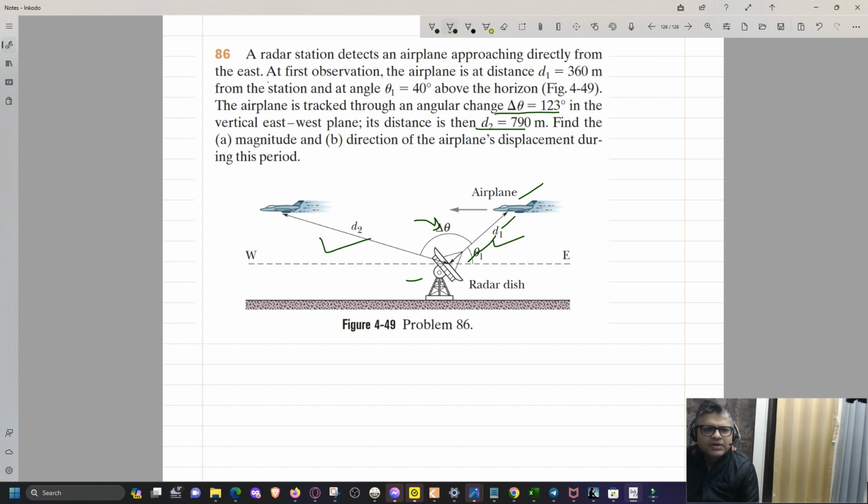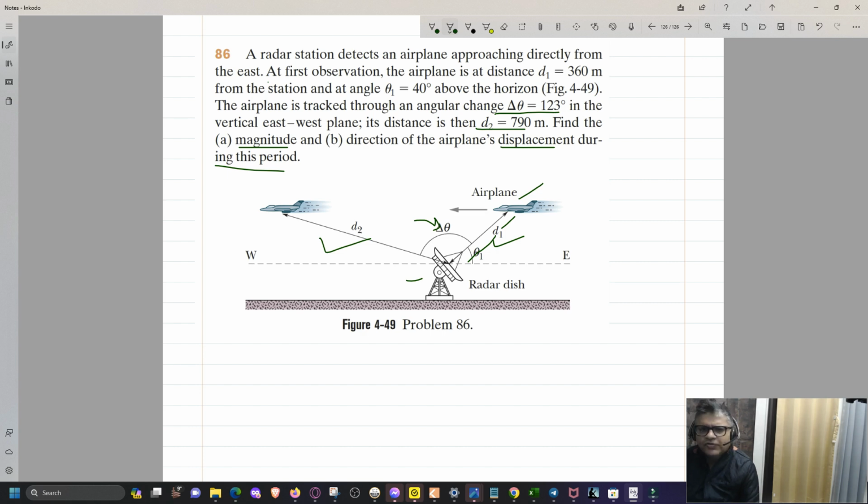The question is, find the magnitude and direction of the airplane's displacement during this period. You can see the word displacement mentioned, and the magnitude. So they're referring to a vector of displacement, asking us to calculate both the direction of the airplane's displacement and also the magnitude of the displacement. Seemingly the plane has not got elevated. The height of the plane remains constant throughout the motion.